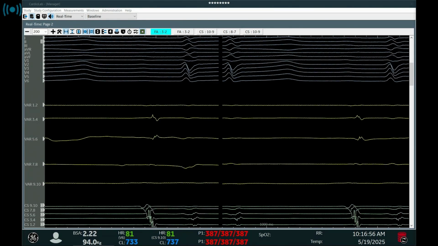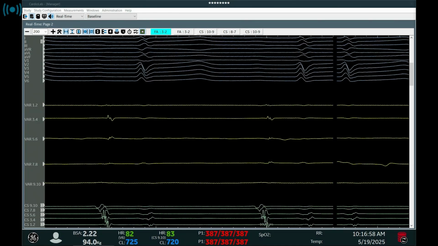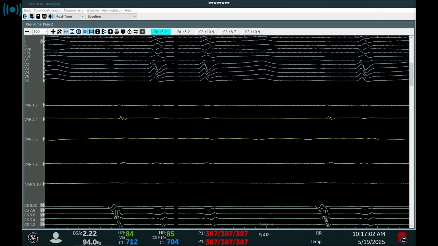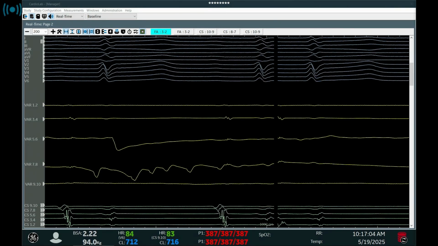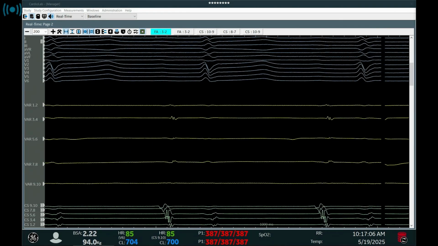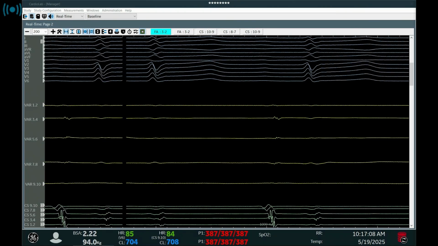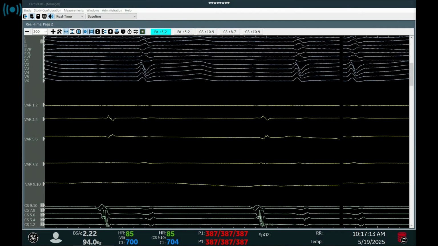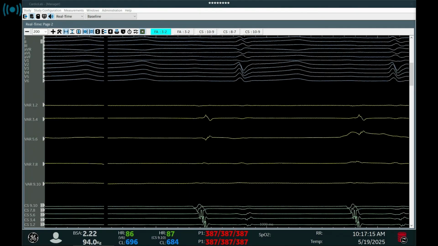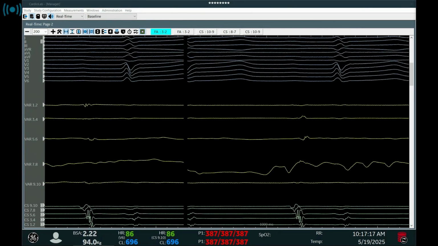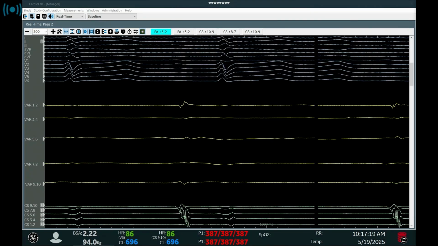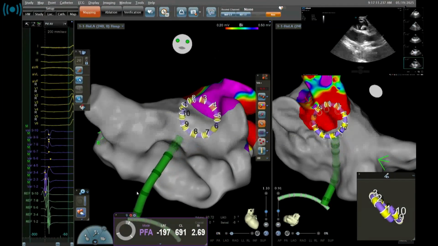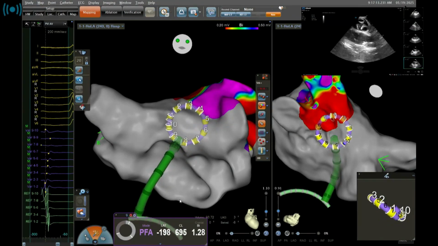To reduce these signals, I strongly suggest to put the high pass filter to 100 Hz. Because if we put the filter to 100 Hertz, we reduce the smooth signals and we will cut the appendage far field. Okay, left superior is perfect. Can we see the map maybe? Okay.